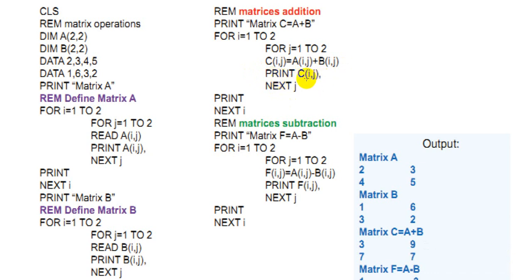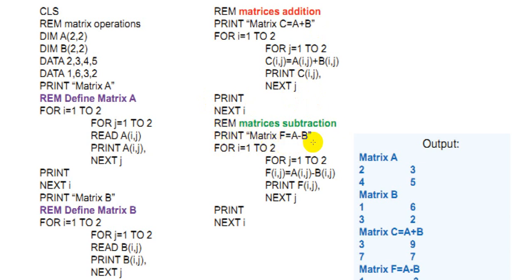Print C Aij. IJ. C for IJ exactly for the rows of I as well as the columns of J. Here as you can see, the C will be in this case the counter, or the combination factor. Next J and print. Next I. Matrices subtraction.